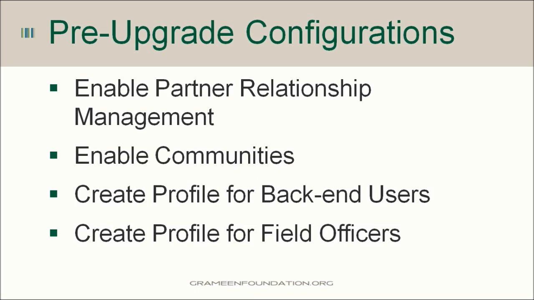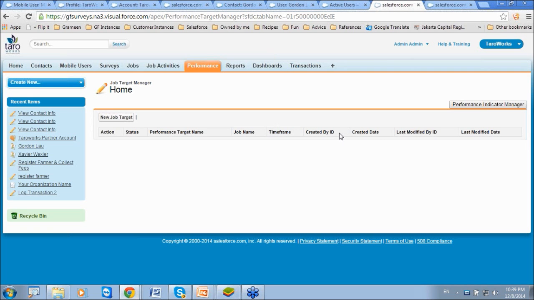So, pre-upgrade configuration, one of the things you want to do, enable your partner relationship management. You want to enable the communities, and then you create the profile for back-end users, and finally create the profile for the field officers. Let's quickly break down what it means to enable partner relationships and enable communities. And again, I will just show you what the screen looks like, because the instance that I'm showing you already had this configured. It's already 3.0, and we have this, like I said, on our support website. So let me quickly go to Setup.